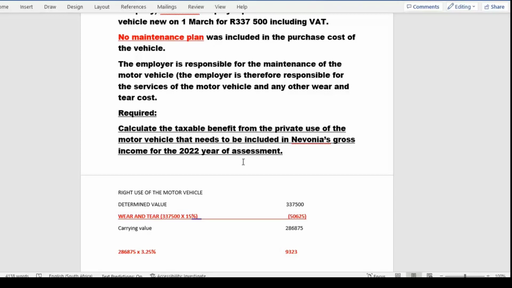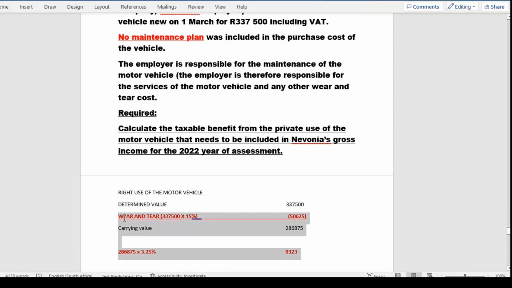But the information says the employer is responsible for the maintenance of the motor vehicle. Yes, but they didn't sign up for the maintenance plan. That's why it says no maintenance plan was included in the purchase cost of the vehicle. Makes sense? This is really hard. Do not be confused, because they try to trick you in most cases. Make sure you understand what the question says.